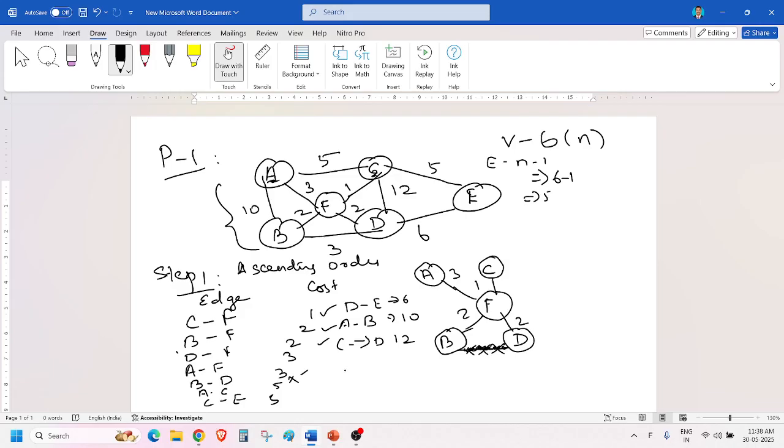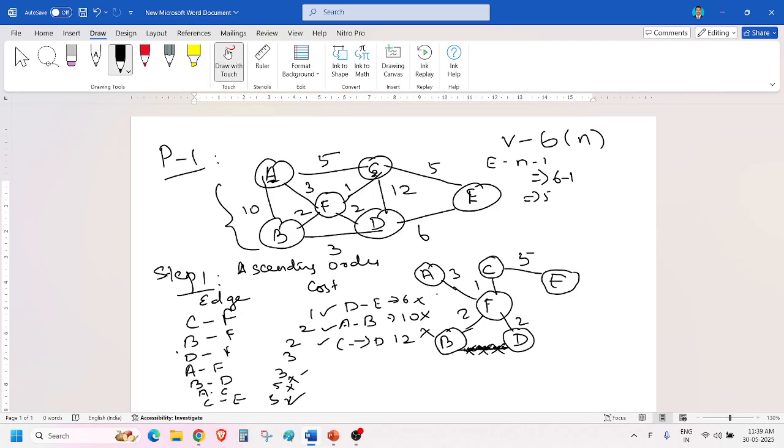Then afterwards we are having A to C. Yes, it is also forming the cycle. Just leave it. Then afterwards we are having C to E. No problem, C to E is not forming the cycle. So we are considering it as 5. Okay, next we are moving to D to E. Yes, of course it is forming the cycle. Please leave it. Then A to B, it is also forming the cycle. C to D, yes, it is also forming the cycle. Just leave it.